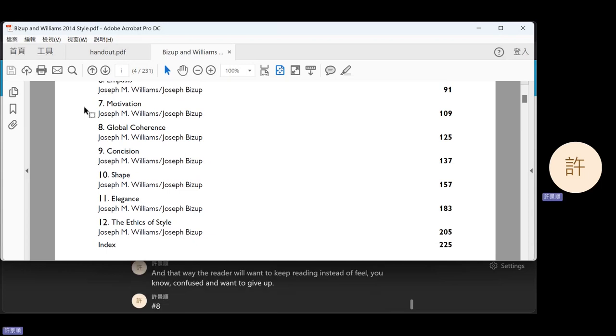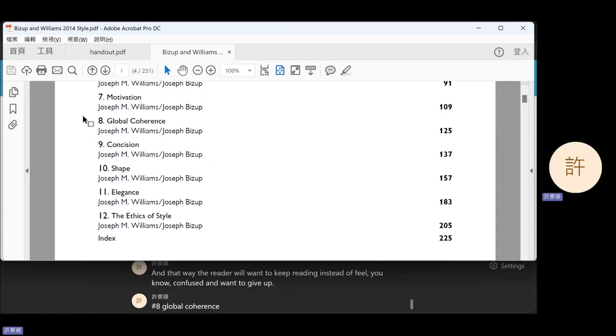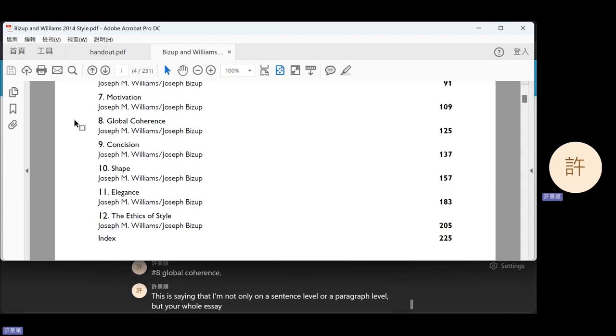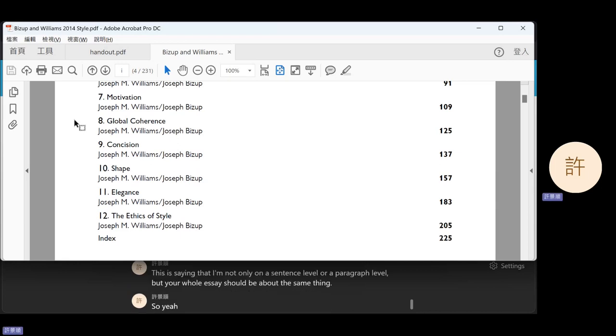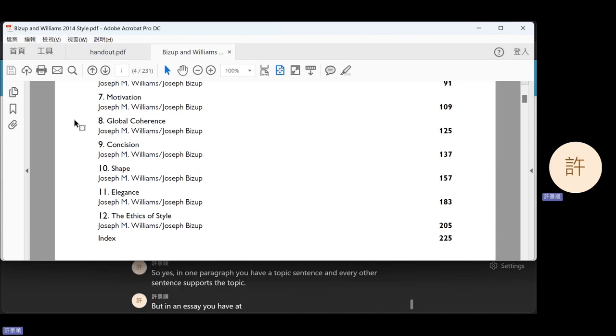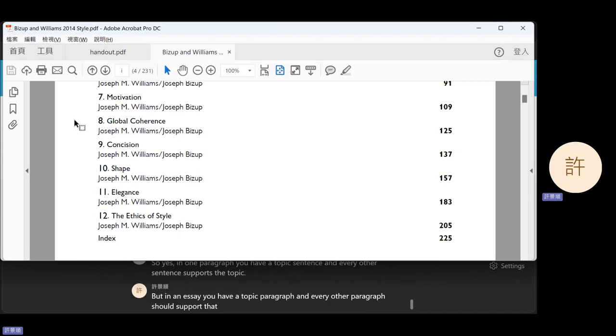Number eight, global coherence. This is saying that not only on a sentence level or a paragraph level, but your whole essay should be about the same thing. So yes, in one paragraph, you have a topic sentence and every other sentence supports the topic. But in an essay, you have a topic paragraph and every other paragraph should support that first topic paragraph.